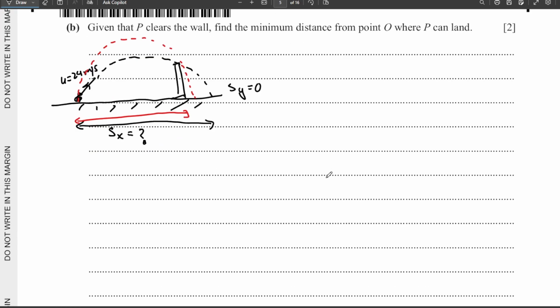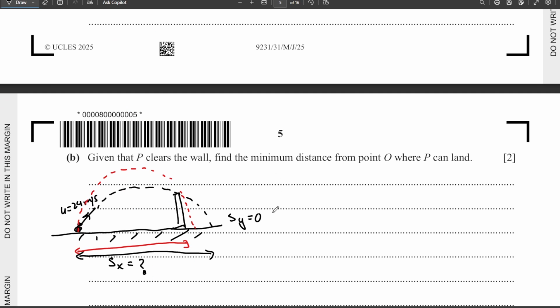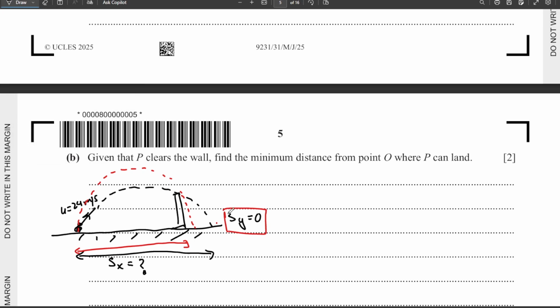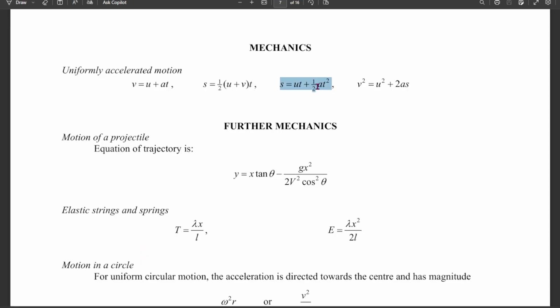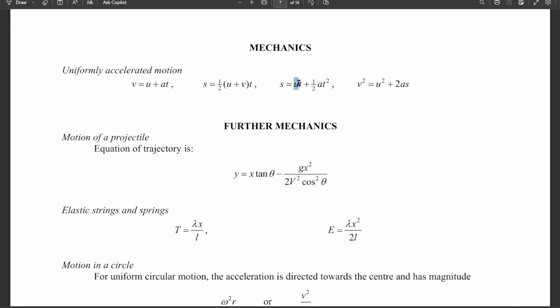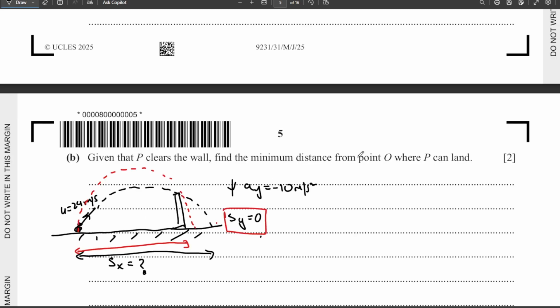But we need to prove it empirically here, so we're going to substitute both values of theta inside. So first of all, again, we have our requirement or specification where sy is 0. That is when it lands on the ground. So we're going to use the kinematic equation again, this one. Since we have the acceleration, which is downwards in terms of y, it's a negative 10 meters per second squared. And we also have the initial speed, but what we don't have is the time.